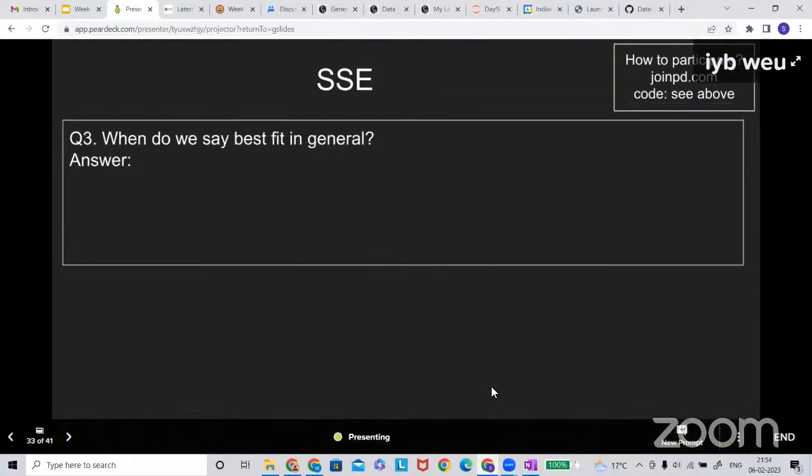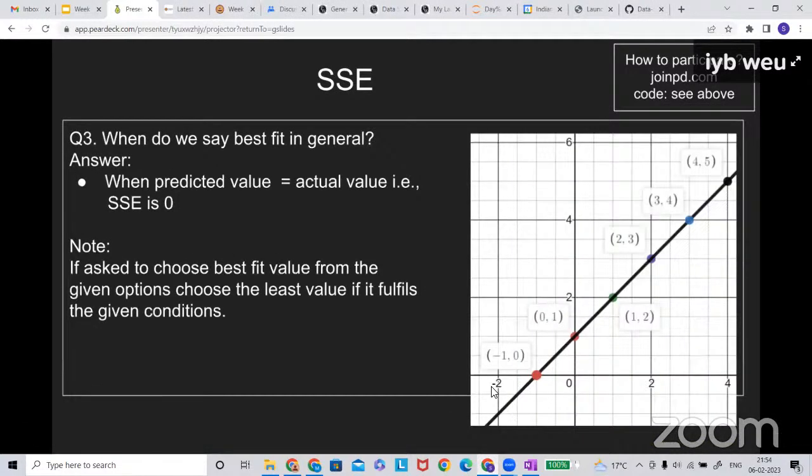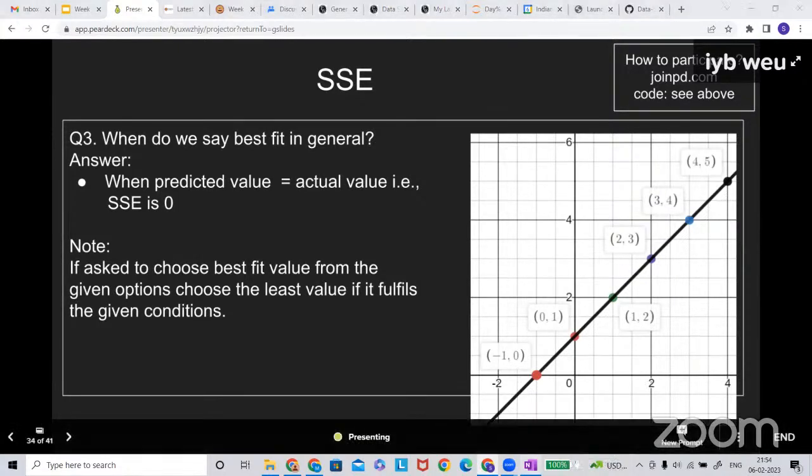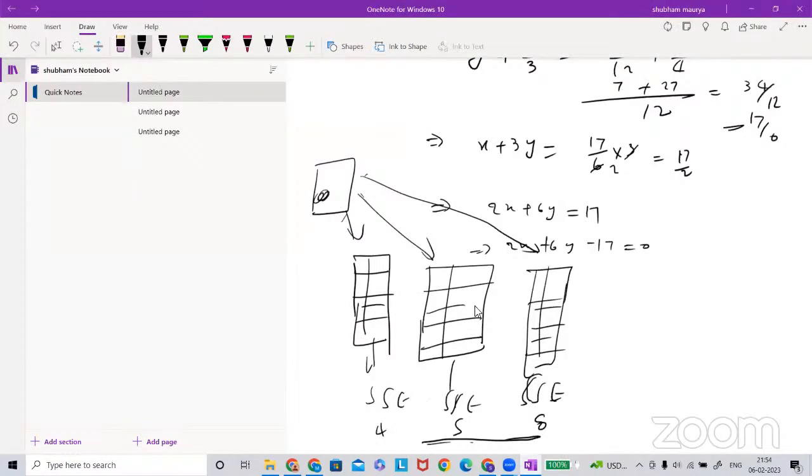So when do we say best fit in general? When the predicted value equals the actual value and SSC is 0. When the data given and the actual value are the same, SSC is going to be 0, and in that case we get the best fit. Note: if asked to choose the best fit value for the given options, choose the least value fulfilling the given condition. As I am just discussing, the least value among 4, 5, and 8 is going to be the best fit.